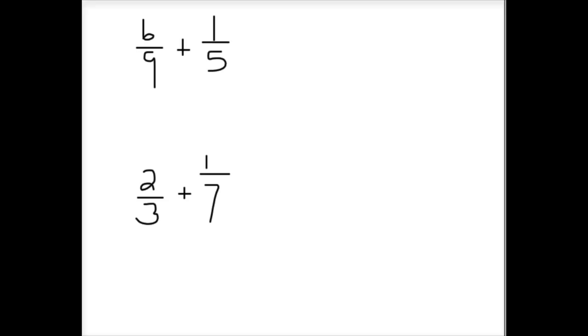Now it's your turn. On a sheet of paper, you're going to write 6/9 plus 1/5, and you're going to do the problem and write down all your steps. And then you're going to do 2/3 plus 1/7. Write down all your steps. The first step is you need to find a common denominator with one of the strategies from class.